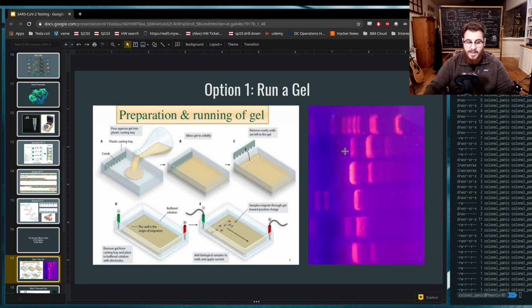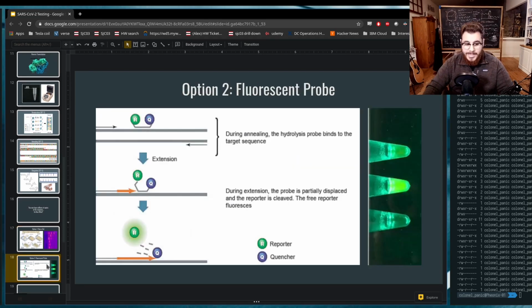So the solution for that is what's called a fluorescent probe. Now, fluorescent probes are very clever. They're put into the master mix as part of the, much like a primer or the Taq polymerase. And basically what happens is, during the annealing stage, when the target forward and reverse primers bond onto the DNA sequence, this fluorescent probe is also going to bond onto that DNA sequence. Now, the fluorescent probe is comprised of two pieces. There's the reporter and there's the quencher. They're both going to bond to it.